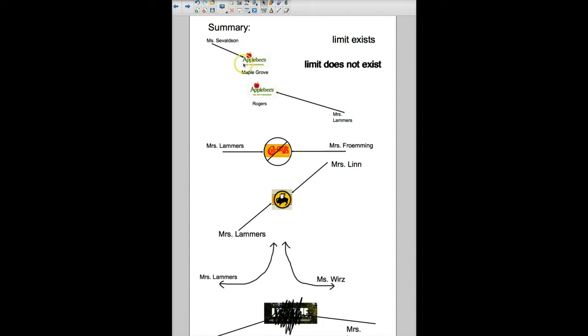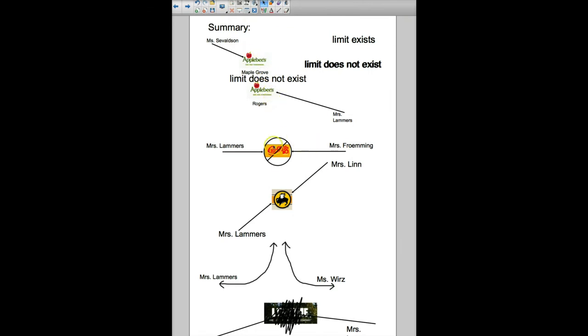There is an Applebee's in Maple Grove, right? And there's an Applebee's in Rogers. If I told Ms. Sievoldson, hey, let's meet at Applebee's, and she went to the Applebee's in Maple Grove, and I went to the Applebee's in Rogers, we're both going to 2 different places. This limit does not exist because the 2 different destinations were different.